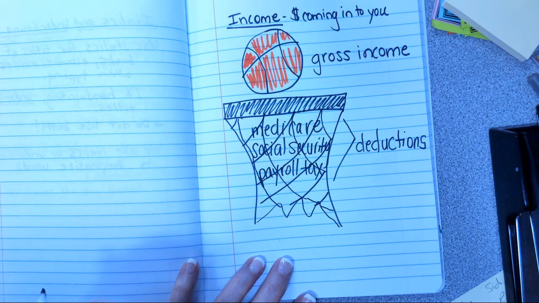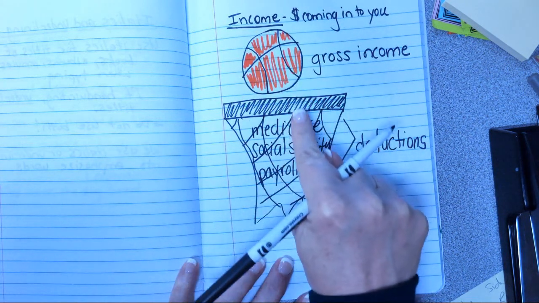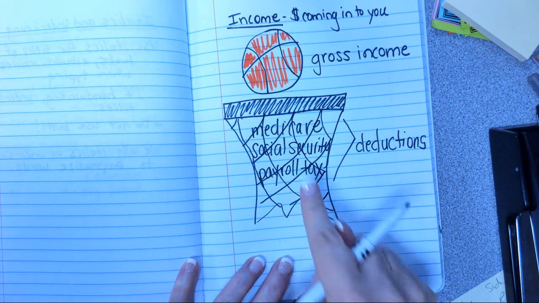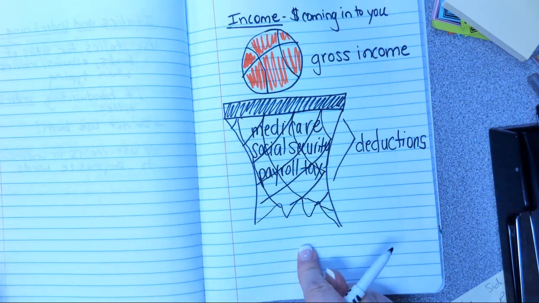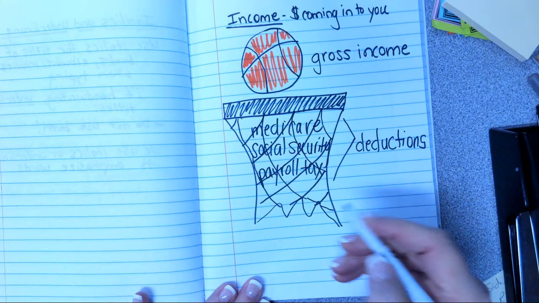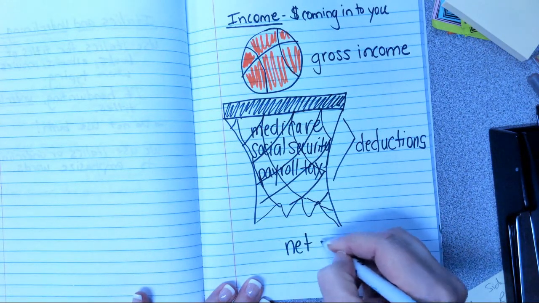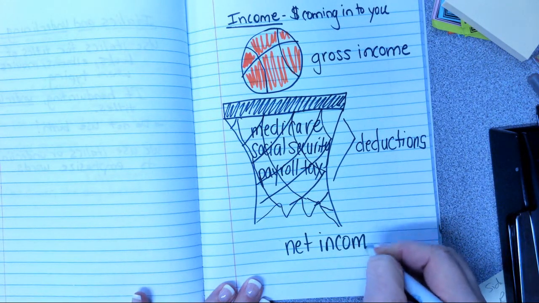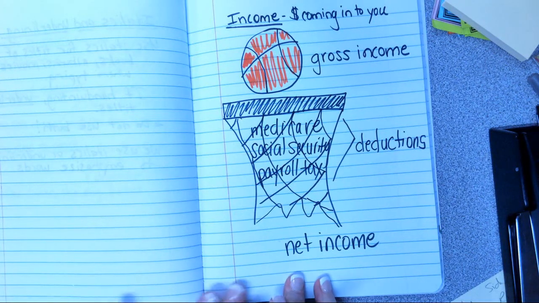Deductions are the little things they take money out for. So we had a big amount of money. They take a little, take a little, take a little. And what we have left after the ball falls through the net is what we call our net income, which is why we use the image of the net in the first place.